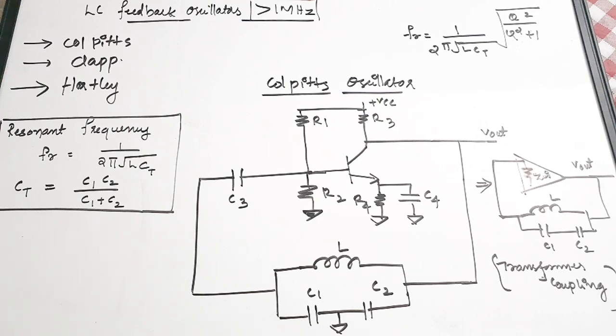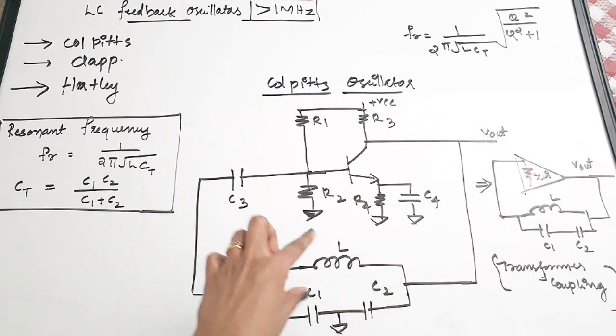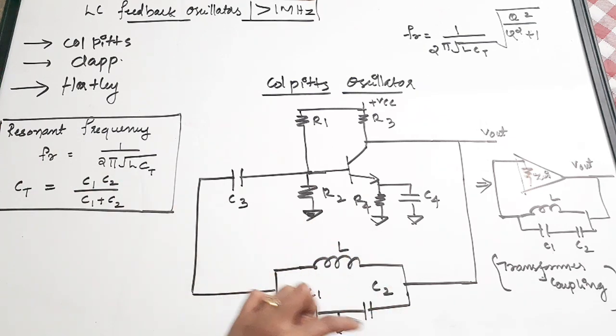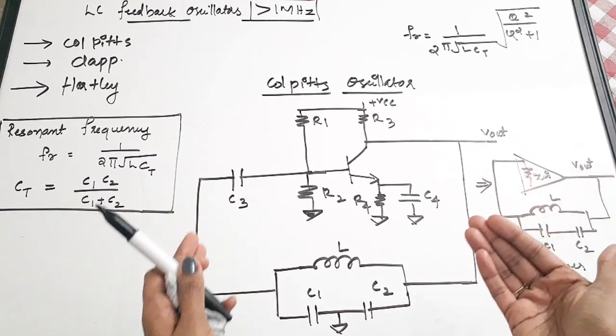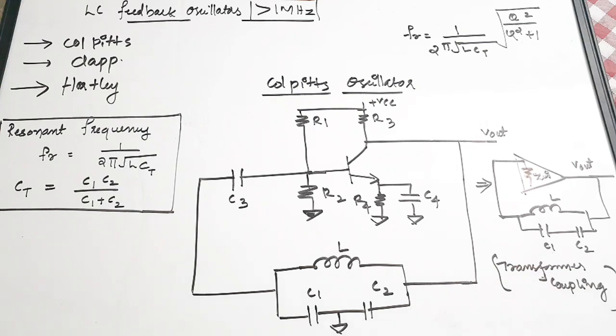Next we are going to discuss LC feedback oscillators. Earlier we discussed RC feedback oscillators, now we are going to see LC. LC feedback means the feedback circuit has inductor and capacitor combinations. RC feedback means a resistor and capacitor combination is present in the feedback circuit. Here it is inductor and capacitor. I hope it is clear.